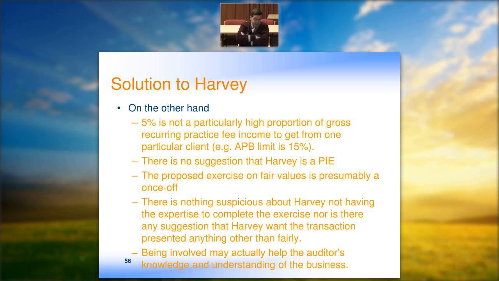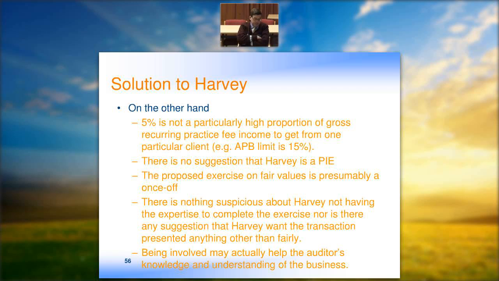So again, 5% is not a particularly high proportion, and if you were operating over here in Ireland or in the UK, the proportion is 15%. I'm just saying that by way of a benchmark. It doesn't have any particular standing outside of the UK or Ireland, but it's a benchmark that could be looked at. Clearly, there's no suggestion that Harvey's a public interest entity. We're told, very explicitly in the second last line of the question, Harvey is not a quoted company. And there's no suggestion that there's anything about Harvey that would mean there was any particular public interest in it. So it's not a public interest entity.